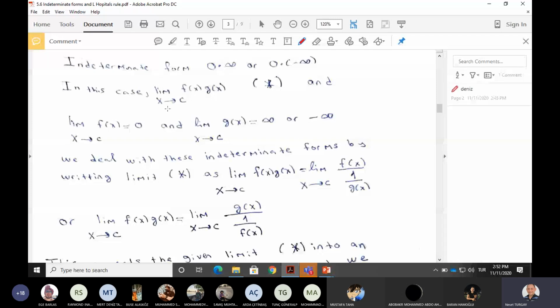Look, in this case, for example, you have the limit as x goes to 0 of f of x times g of x. This is the start. Let's say the limit of f of x is 0, and the limit of g of x when x goes to 0 is infinity or minus infinity. We deal with this indeterminate form by writing this limit of f of x g of x as the limit of f of x over 1 over g of x, or, when x goes to c, we can write it as the limit of g of x over 1 over f of x.